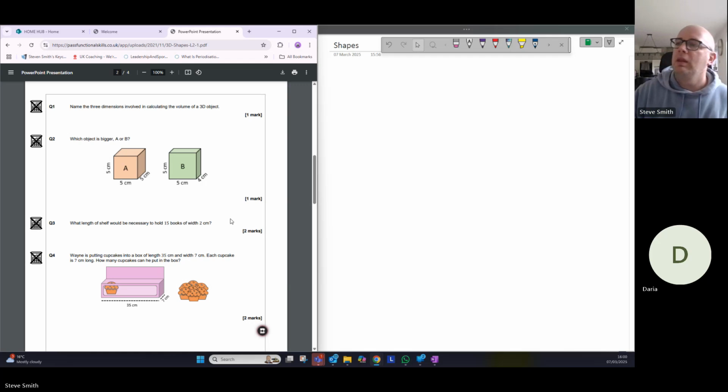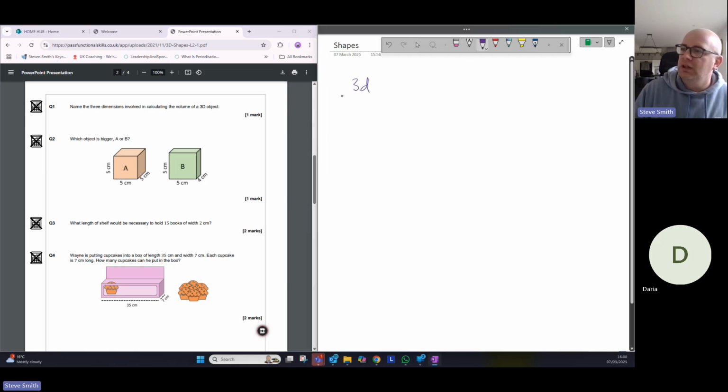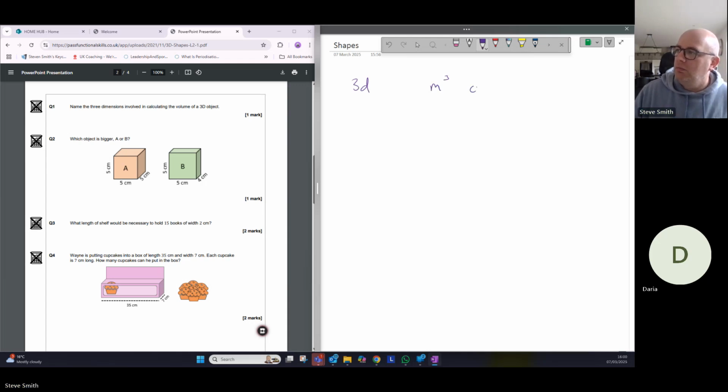Right. So name the three-dimensional shape involved. Right. Name the three dimensions involving in calculating volume. And the way I think of that, I'm hoping you can see my screen. The way I think of 3D, obviously, is three-dimensional. But when we put the measurements at the end, we've always got the 3 there, so we know that it's been a 3D shape.